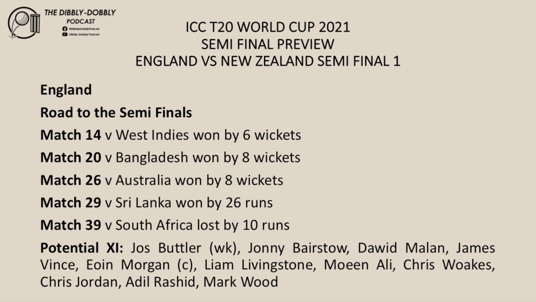England's road to the semi-finals: their first game against the West Indies, they won by 6 wickets. Their second game against Bangladesh, they won by 8 wickets. Their third game against Australia, they won by 8 wickets. Their fourth game against Sri Lanka, they won by 26 runs. And their last game against South Africa, they lost by 10 runs.